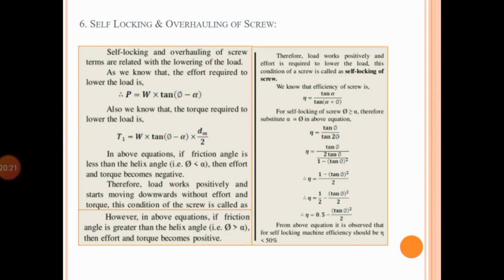Suppose someone says prove that a self-locking screw has less than 50% efficiency, then you simply have to go through the basic equation of efficiency that we have already discussed, tan alpha upon tan alpha plus phi. By putting the value phi equal to alpha in that equation, ultimately you have tan phi upon 2 tan phi. By putting in the trigonometric relation of tan 2phi and simplifying, you will have eta equal to 0.5 minus tan square phi upon 2. So from that relation it is clear that any self-locking screw has efficiency less than 50%.